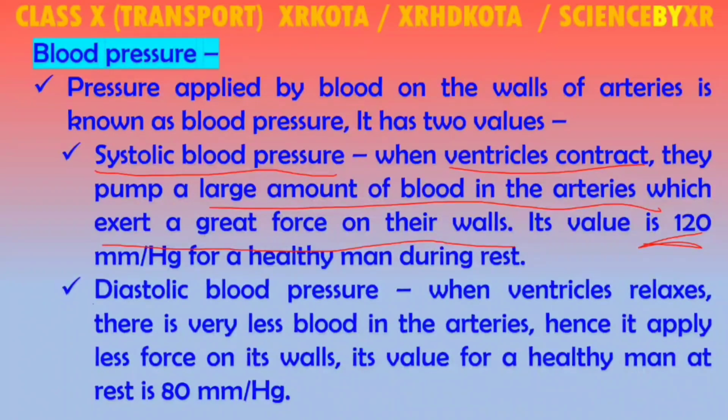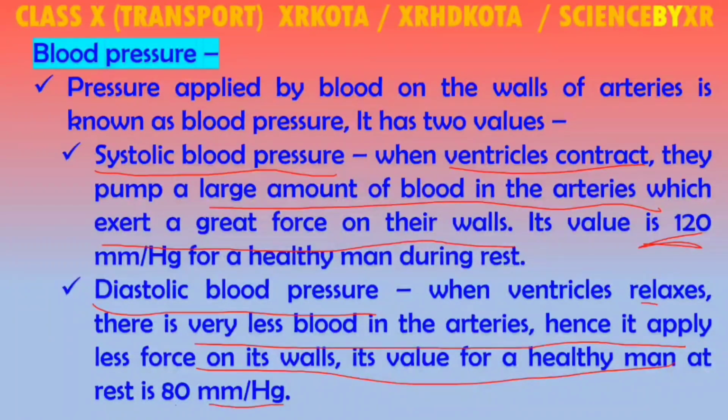Then the next is diastolic blood pressure. When the ventricles are relaxed, the blood supplied is less, hence it applies less force on the walls of the arteries, and its value is 80 mm of Hg. Okay.